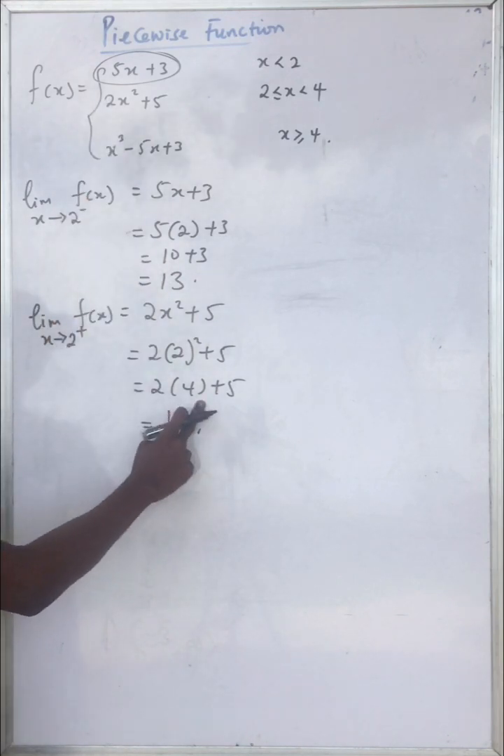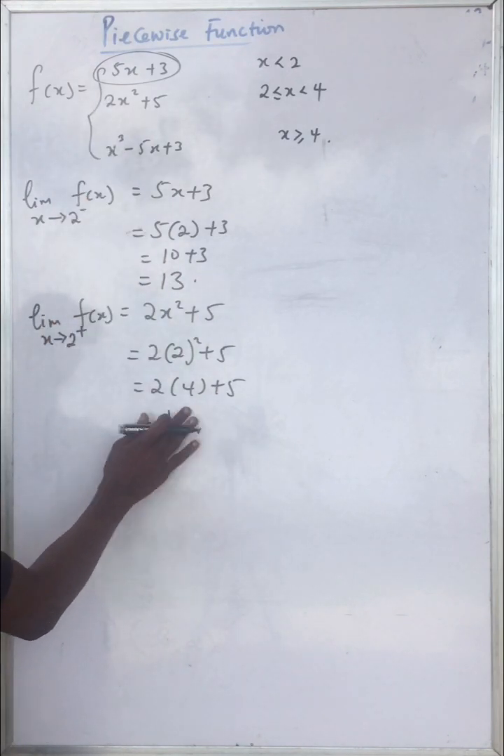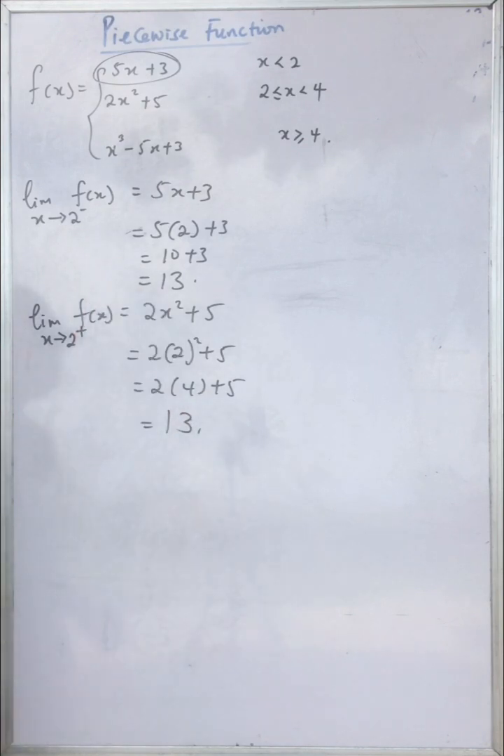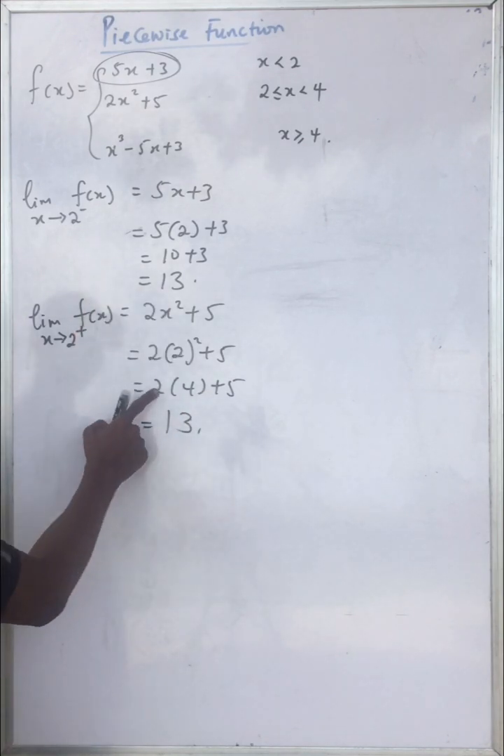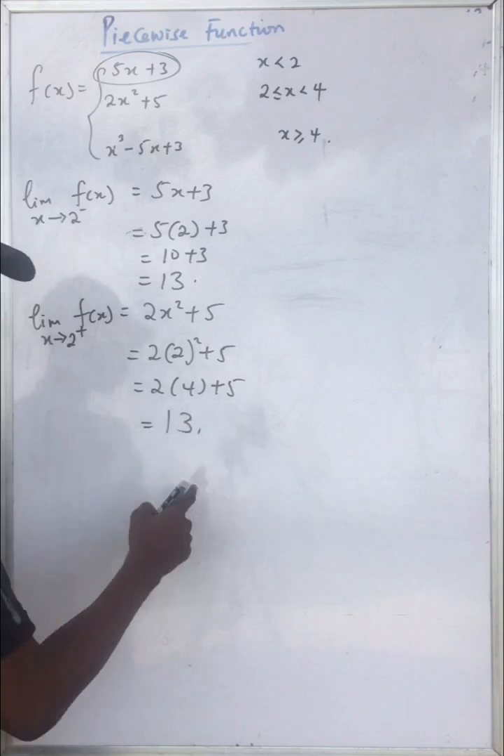This is 2 plus 5. That's 8. 8 plus this should have been 13, not 14. You understand? 2 times 4 is 8. 8 plus 5 is 13.